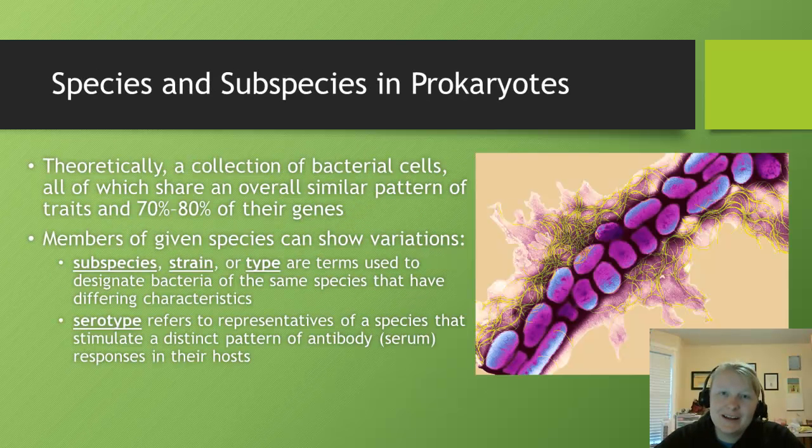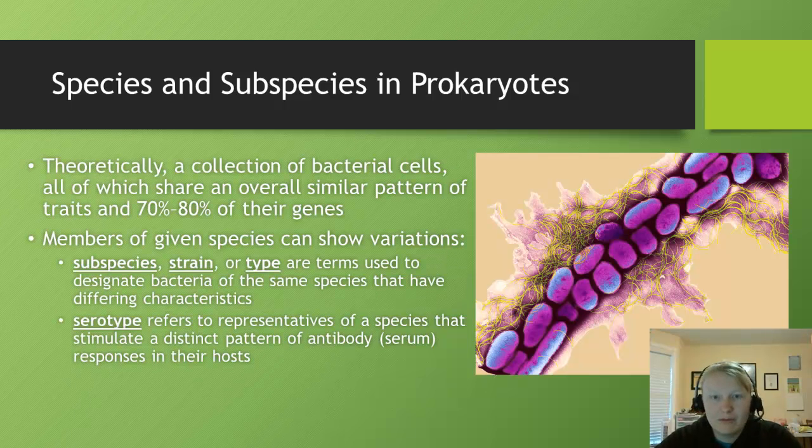Last thing is, let's talk about a species. So the definition of species arose from talking about animals and plants, where a species is isolated as something that can breed within itself and create fertile offspring. That doesn't quite hold true in prokaryotes. So instead we state that a species of bacteria shares at least 70 to 80% of their genes. However, within the species, we can have several subspecies, strains, or types. These are distinguished because they have different characteristics.